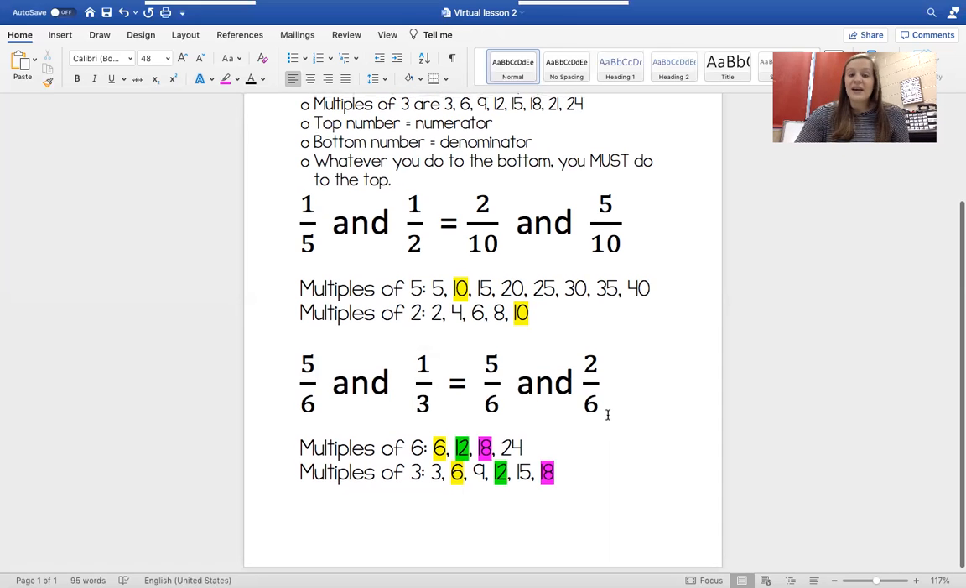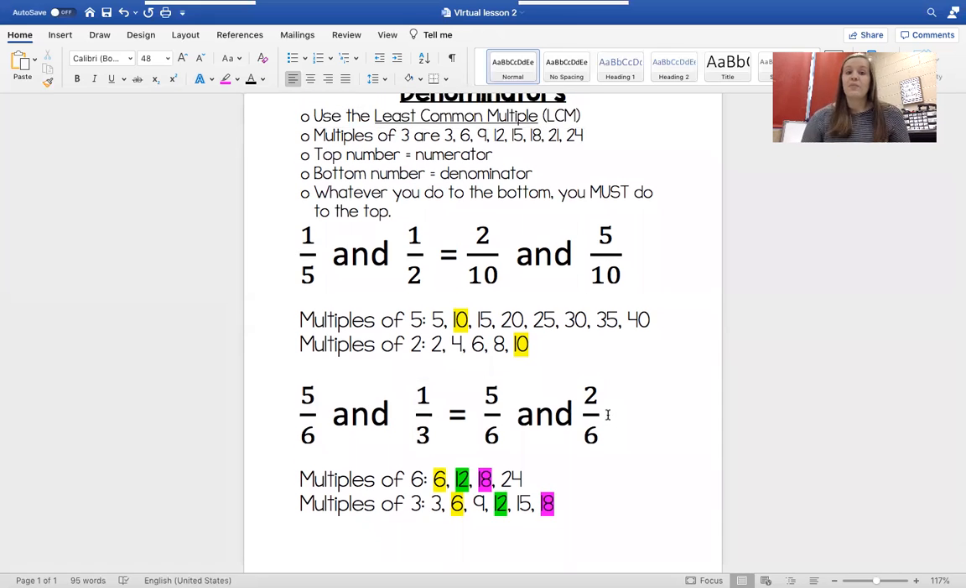So if you have any questions, please let me know. Remember, you are finding the least common multiple. The top number is the numerator, the bottom number is the denominator. So you want to find common denominators by finding the least common multiple. Whatever you do to the denominator or the bottom, you must do to the numerator. So if you multiply 2 on the bottom, then you have to multiply by 2 on the top.